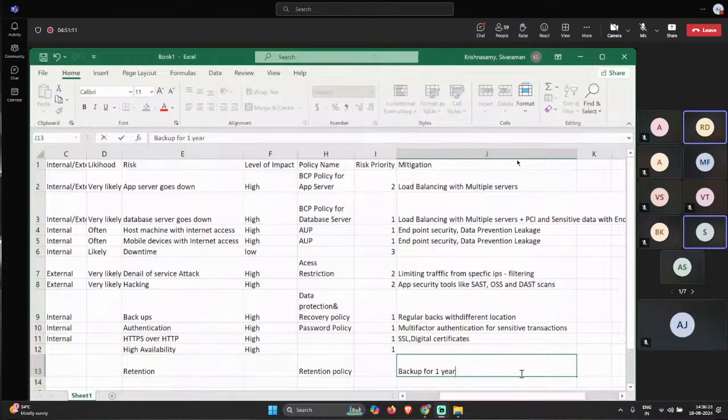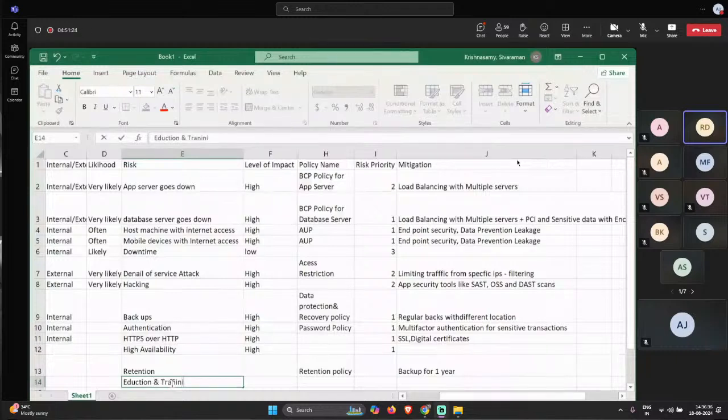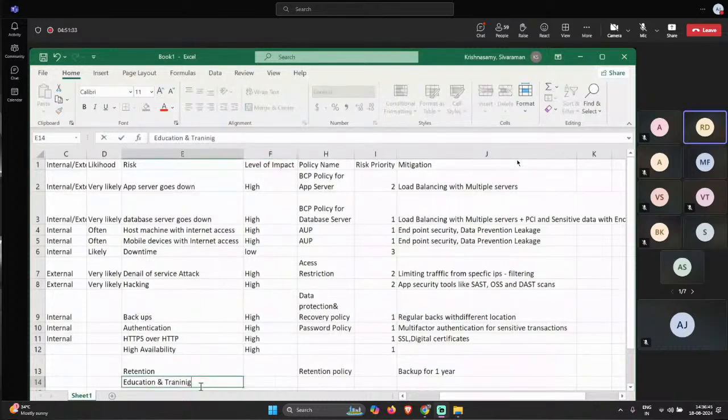So user training, where is that point? Anywhere we need to train the user? Yes, sir. Training policy, put some information security awareness training, or whatever you want to call it. It cannot be called education. It should be awareness and training. You can call it user training. That is option number one.